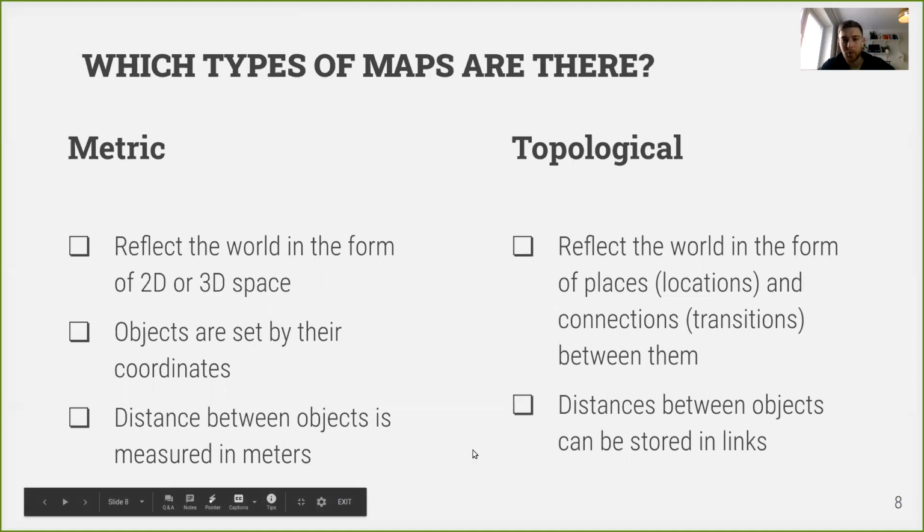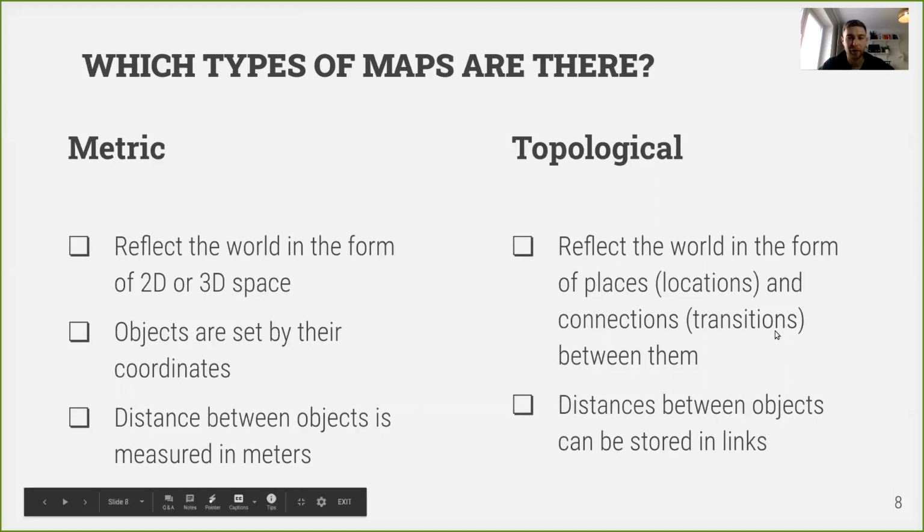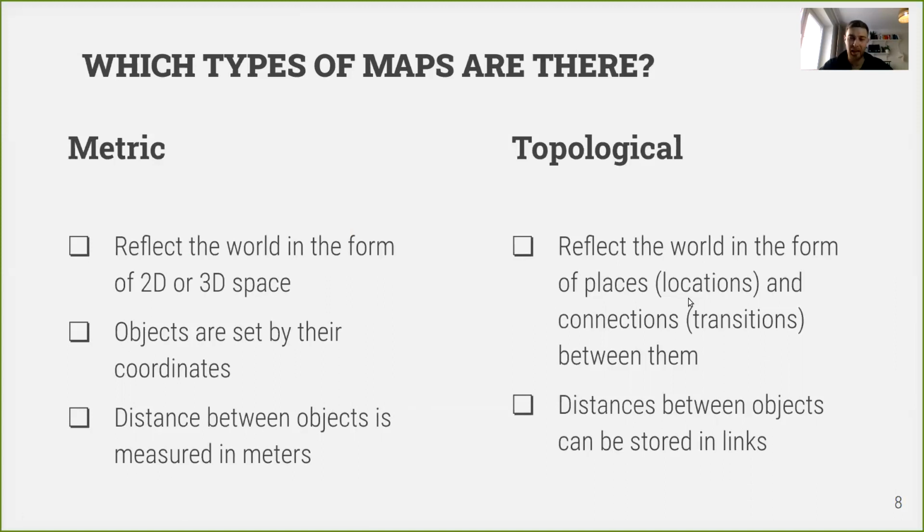And there is another type of maps, the topological one. This type reflects the world in the form of places or locations and connections, transitions between them. So we have a graph, and usually topological maps are represented by a graph, where we have places and some connections between them. Imagine your room or your flat. You have a kitchen as a place or location, and you have a bathroom as a place or location, and then you have some transition, some law which allows you to go from your kitchen to your bathroom or something like this. And distances between objects can be stored in links.